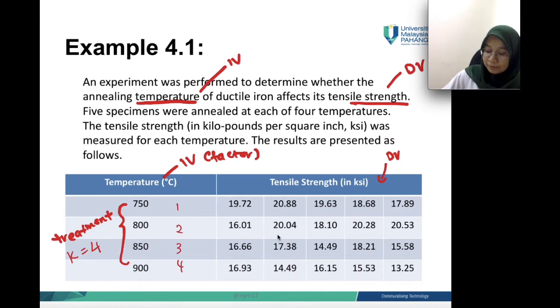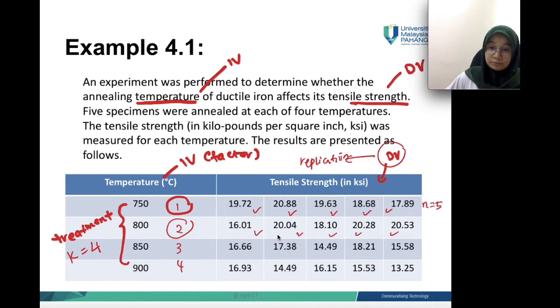From the dependent variable, what can we know? Replication. Replication is, for each treatment, how many experiments you do. 1, 2, 3, 4, 5. So the replication equals 5. For each treatment, for example treatment 2, how many replications? 1, 2, 3, 4, 5. N equals 5. Okay, first is your independent variable. Second is your dependent variable. Third is your factor. Fourth is your treatment. Fifth is your replication. Okay.